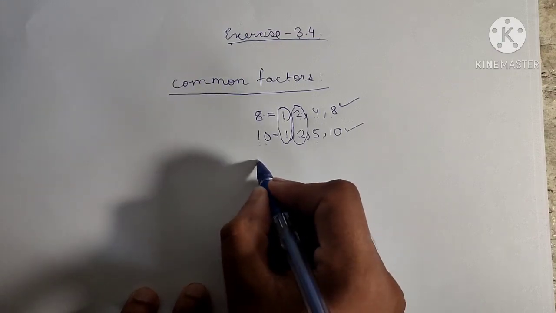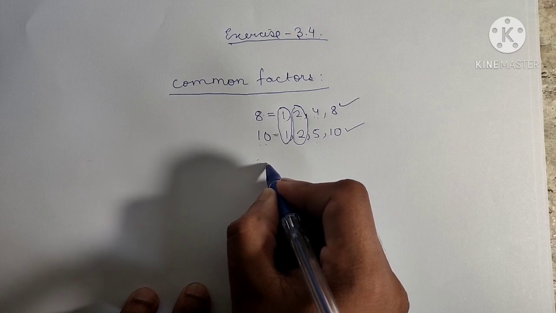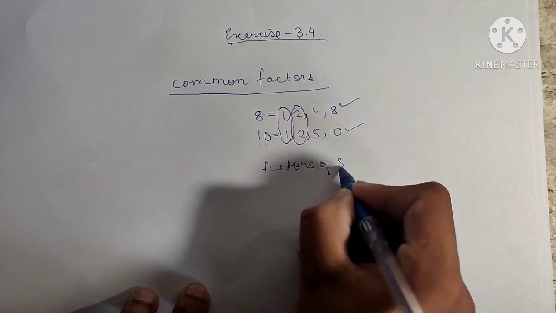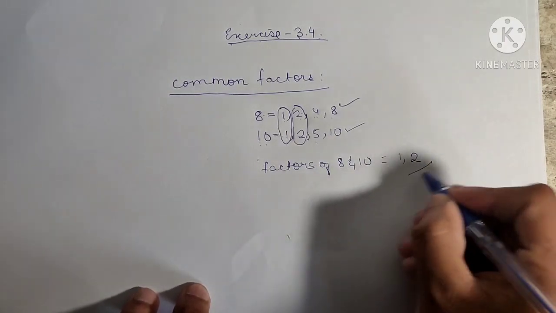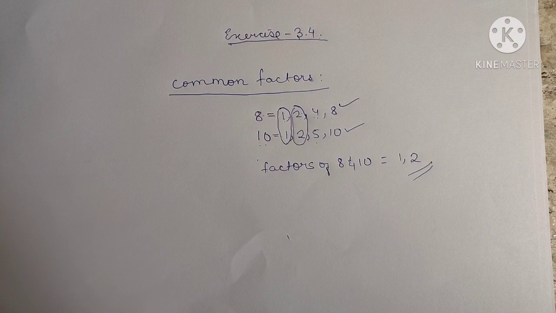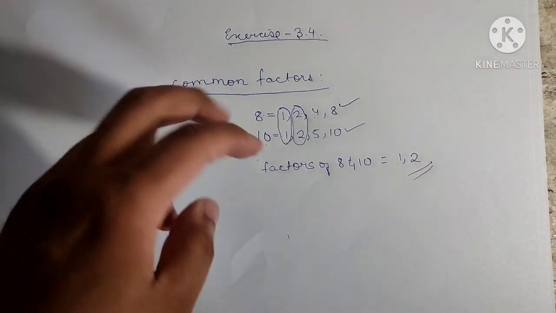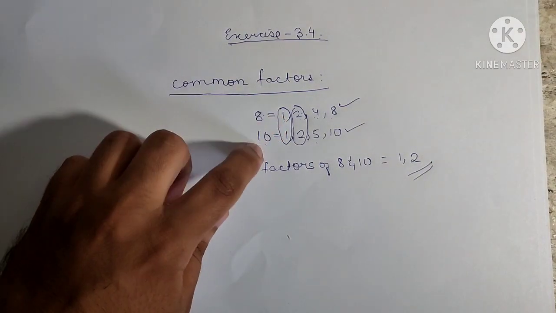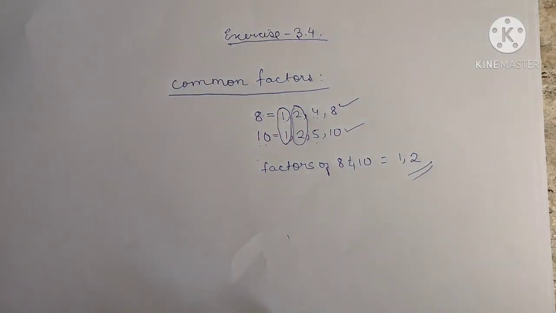So if the question asks you what are the common factors of 8 and 10, you will say 1 and 2. So the common factors of 8 and 10 are 1 and 2. This is the answer. Common factors means when we find the factors, both the numbers should have it. See, in 8, 1 is there, in 10 also 1 is there, so they are common. In that way you have to see.